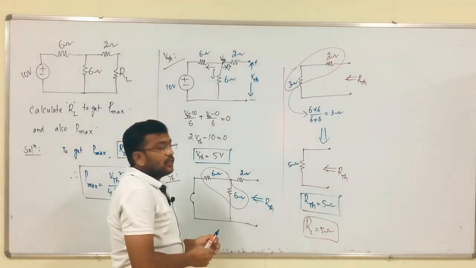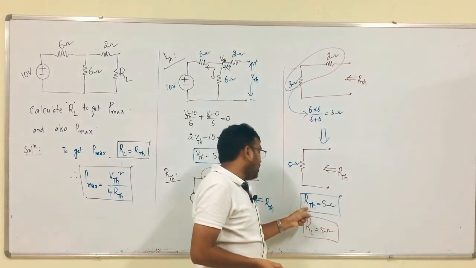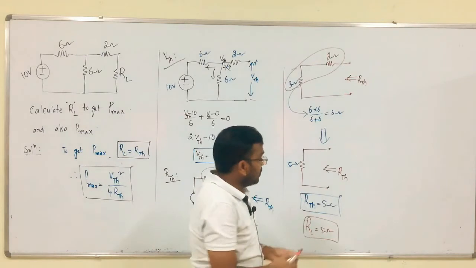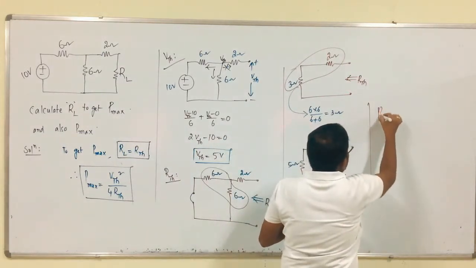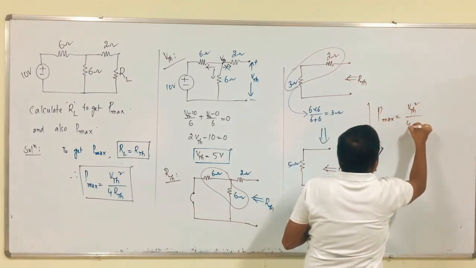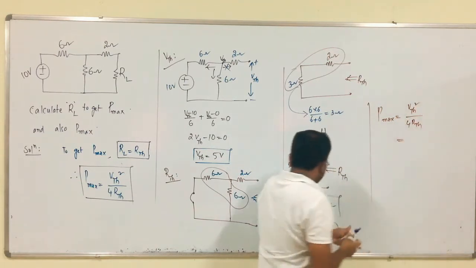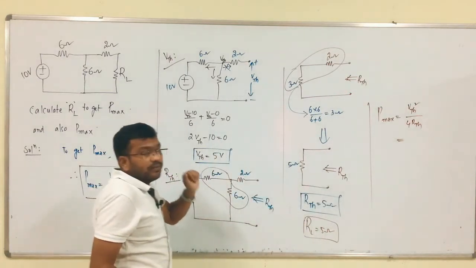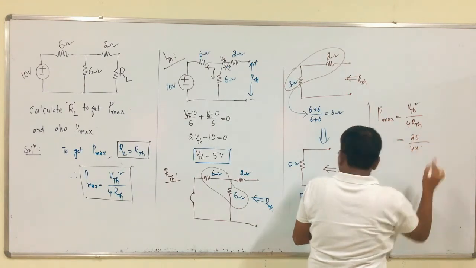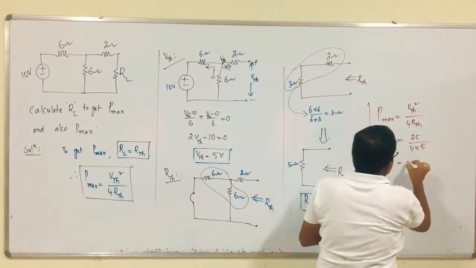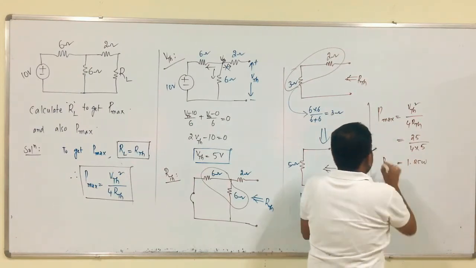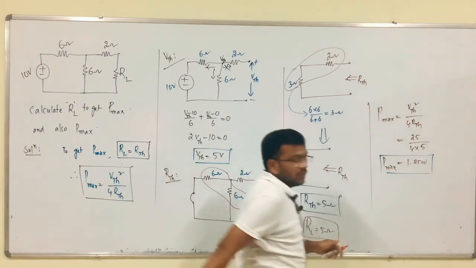5 ohms only. Why? When RTH equals RL, we get the maximum power. That is why RL should be equal to 5 ohms. Then what is the value of P max? P max is equal to VTH square by 4 RTH. The value of VTH is 5, so it is 25 by 4 into 5, RTH is 5, which is equal to 1.25 watts. That is, P max is equal to 1.25 watts.